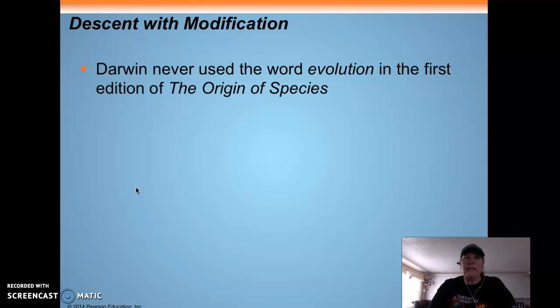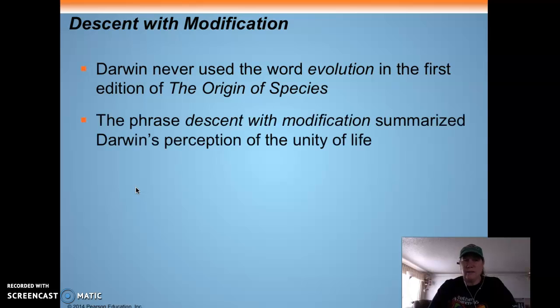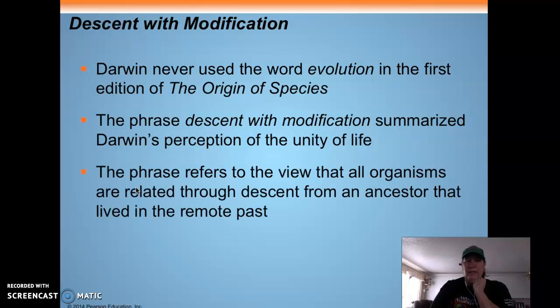So that's descent with modification. He never used the word evolution. He always said descent with modification. I think evolution was added later, and that was in the first edition of his Origin of Species. He just always said descent with modification, which describes everything there. The phrase summarized his perception: they modify and it's passed on. It refers to the view that all organisms are related through descent from an ancestor that lived in a remote past. So everything was passed down from an organism, and it just keeps going generation to generation. I think we are done so far with this because I'm out of time.